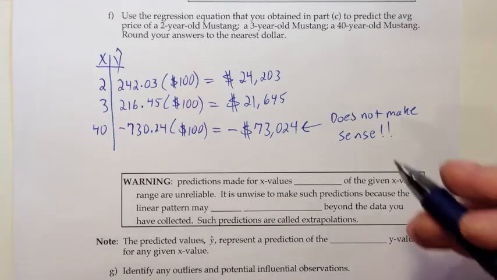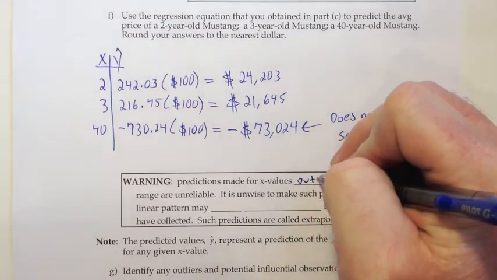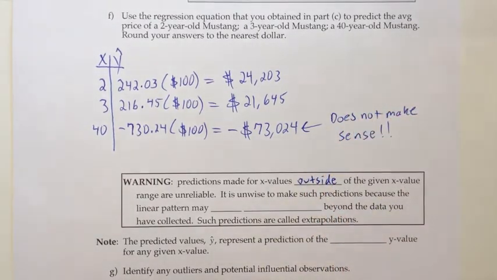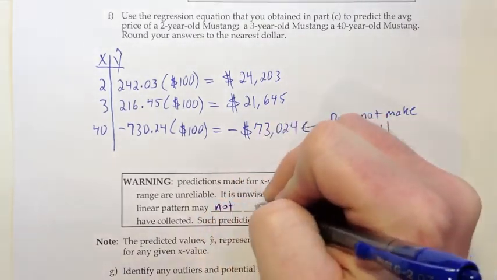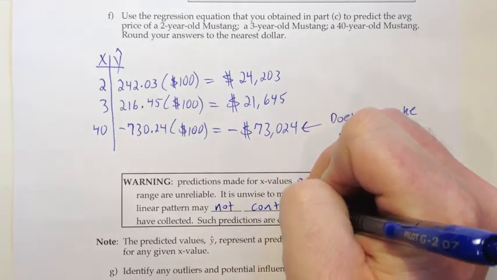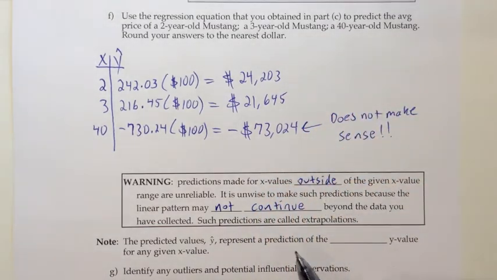Predictions made for X values that are outside of the given X value range are unreliable. It's unwise to make such predictions because the linear pattern may not continue beyond the data you have collected. Such predictions are called extrapolations.